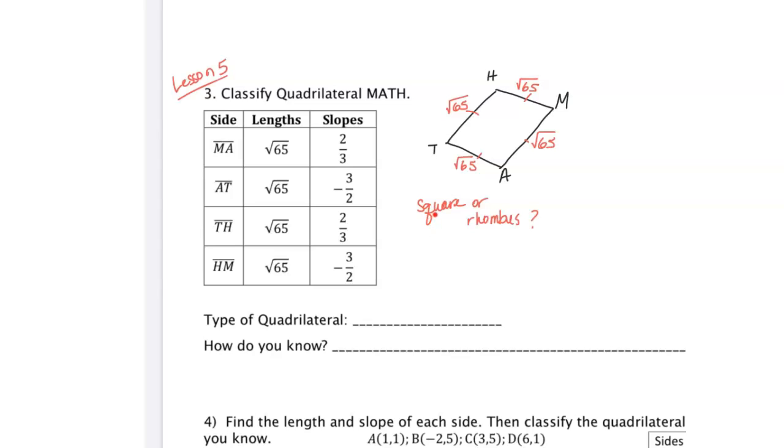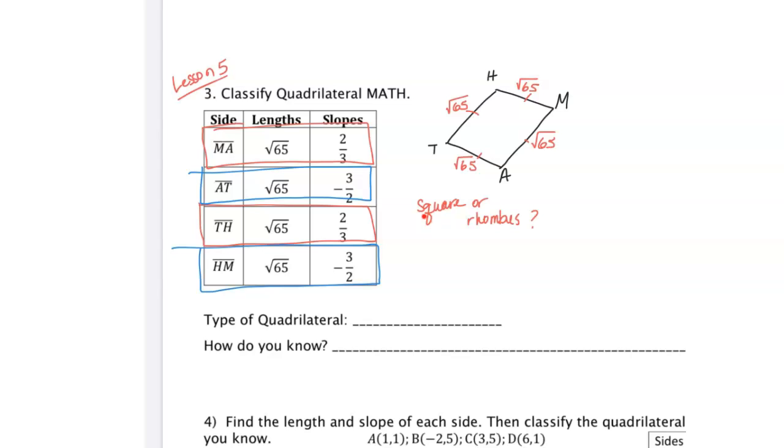The next thing we'll do is think about the characteristics of a square versus a rhombus. Both of them have two sets of parallel sides. So let's look. We have MA is parallel to TH, and we have AT is parallel to HM. So since both of them have two sets of parallel sides, this really did not help us to further narrow and figure out whether this is a square or a rhombus.